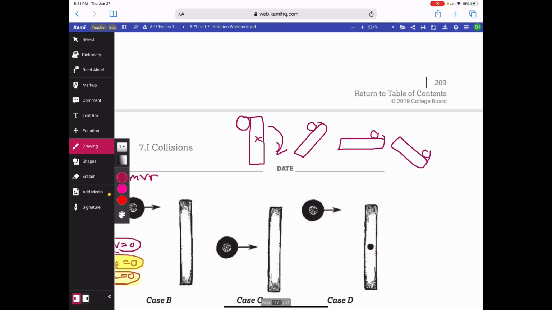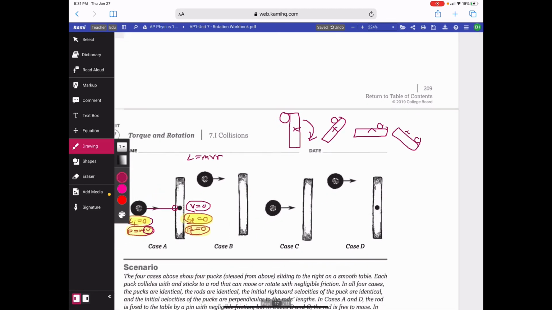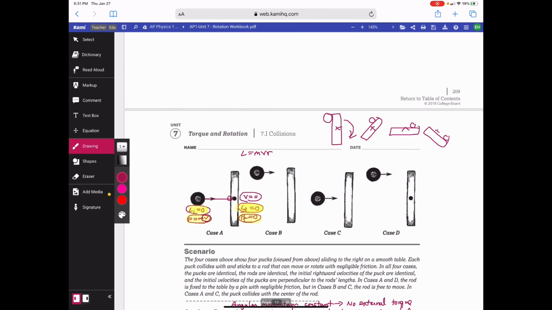And so you can see the center of mass is moving in a straight line, but the bar is also revolving around the center of mass. So you have translational and rotational motion in case B.